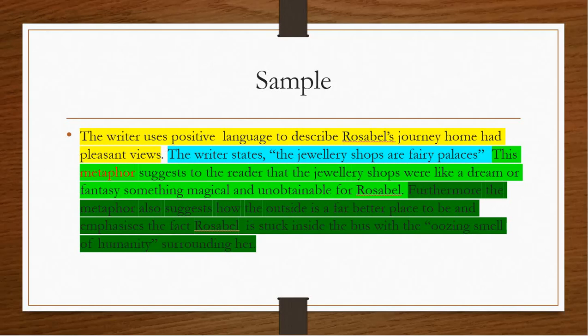Quote: the writer states, the jewellery shops are fairy palaces. This metaphor, so there's my subject terminology, now I'm going to explain, analyse, suggests to the reader that the jewellery shops were like a dream or fantasy, something imaginable and unobtainable for Rosabelle. So I'm telling you what the metaphor suggests first. Furthermore, the metaphor also suggests how the outside is a far better place to be, and emphasises the fact Rosabelle is stuck inside the bus with the oozing smell of humanity surrounding her. And then I could go on and analyse the oozing smell of humanity.